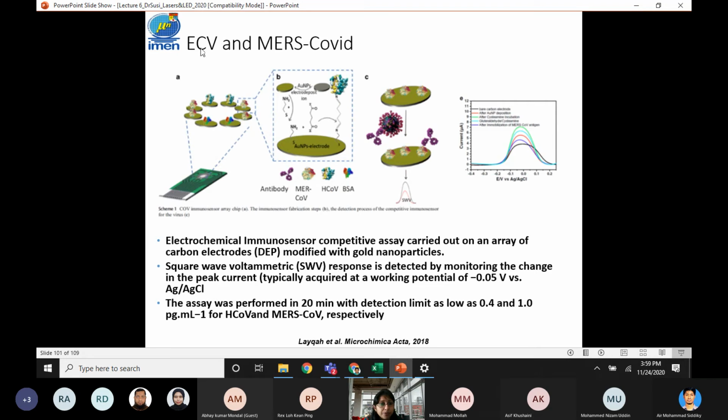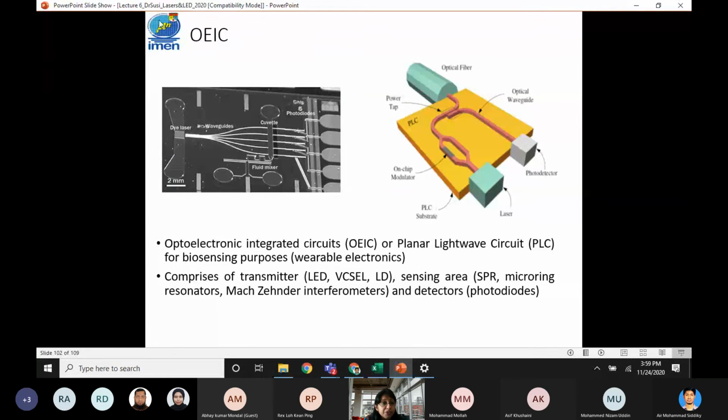Other than that, we also have electrochemical detection. This is for MERS-CoV. MERS, a different type of virus, also using electrochemical sensing. You also can do an optoelectronic integrated circuit comprising a laser and a detector. So you have a modulator over here. If this region is exposed to any kind of analyte, you can have a difference in the light collected, and this can be transmitted through the optical fiber as well.